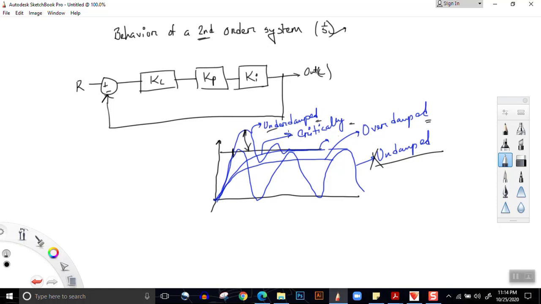When we come to the overdamped system, we can see it is very slow. That is, it reaches the steady state at a very late time. But in the overdamped system there is no jerking involved, so the overdamped system is very stable. And the critically damped system is something in between the underdamped and overdamped systems. So this is the quickest system possible without giving any overshoot.